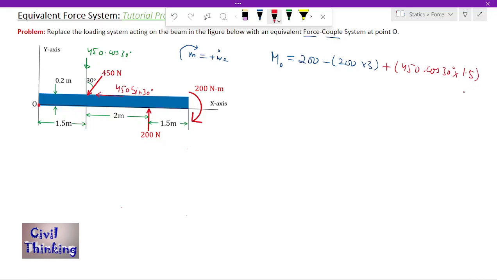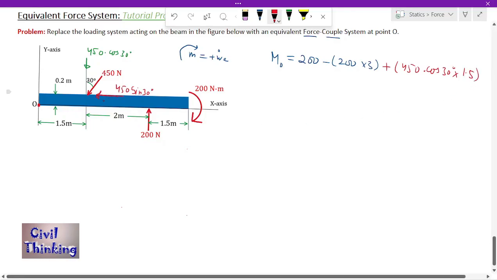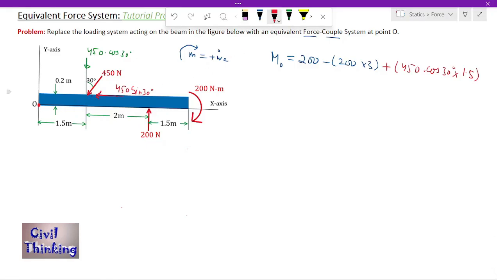Now this force, how far is it from point O? Let me draw the line of action of this force. Let us say this is the line of action of 450 sine 30, and this is the normal distance between them. It is 0.2 meters, because the thickness of this beam is 0.2 meters, so the normal distance between 450 sine 30 and point O is 0.2 meters. Also, 450 sine 30 is going to exert a moment like this, which is anti-clockwise, so it is negative. So I'll write negative 450 sine 30 multiplied by 0.2. Now that's it.